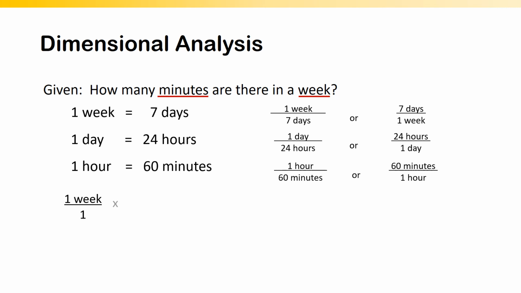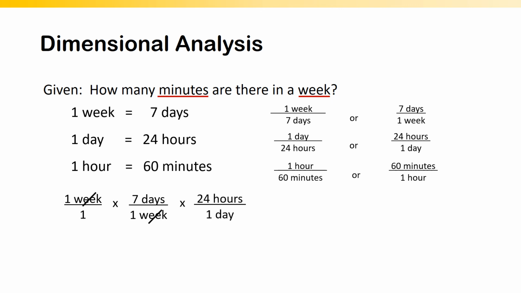So we're going to plug it in here, 7 days over 1 week. Now we have week in the numerator and week in the denominator, so we can cross these two units out. And in essence, we have now converted our units from week to days. But we don't want that, so let's select another conversion factor that allows us to get rid of days. And we're going to use 24 hours over 1 day. So let's plug that in.